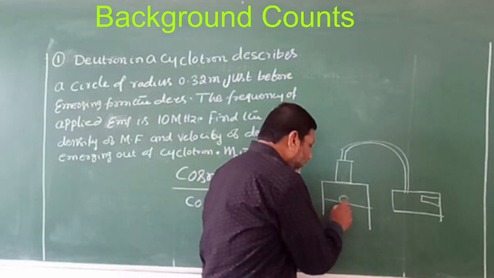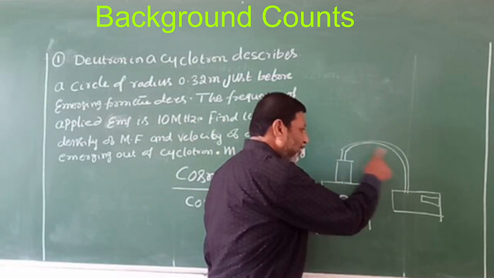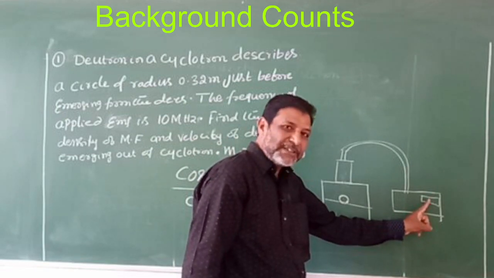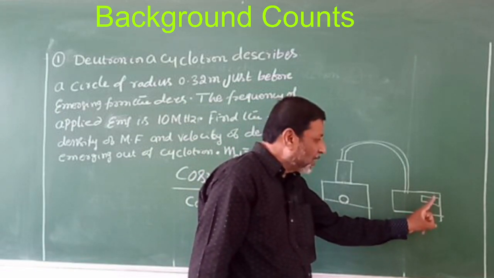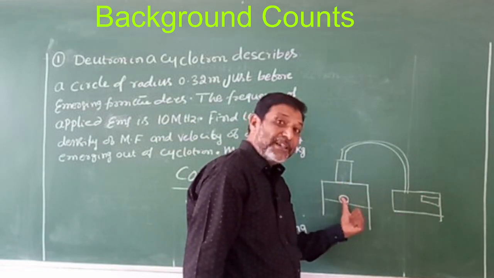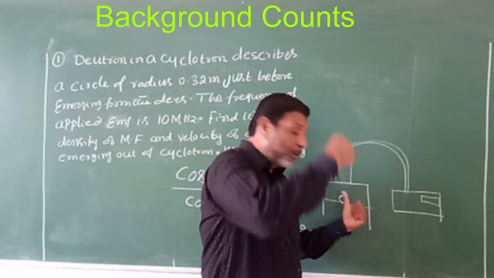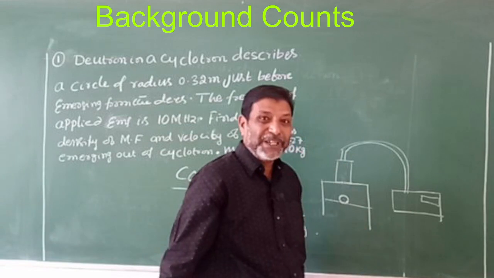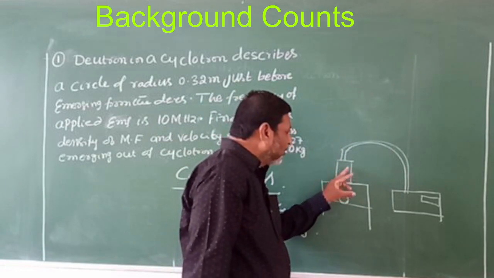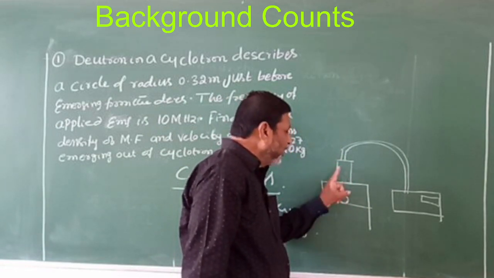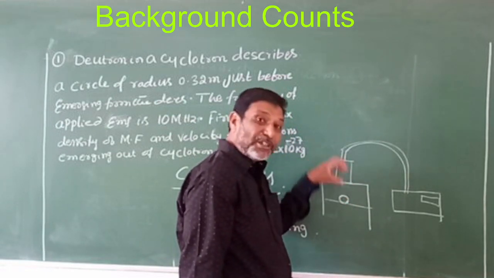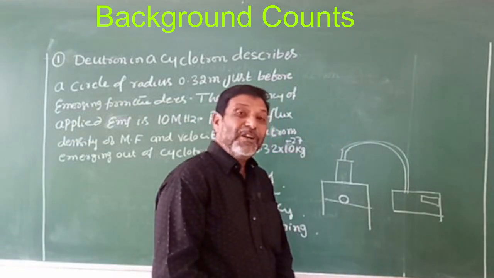Carefully listen here: when you put the source and find the counts, the counting system, whatever counts it is showing, is not only due to the source. In addition to that, the counts due to the cosmic rays are also present, because cosmic rays are continuously coming. So whatever particles are entering into the tube, it is not only due to the particles emitted by the source; in addition, the counts due to the cosmic rays are also there.